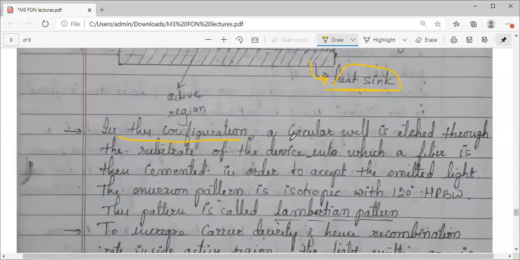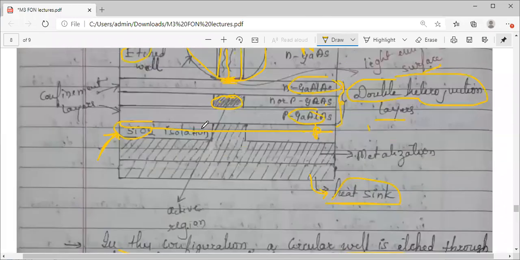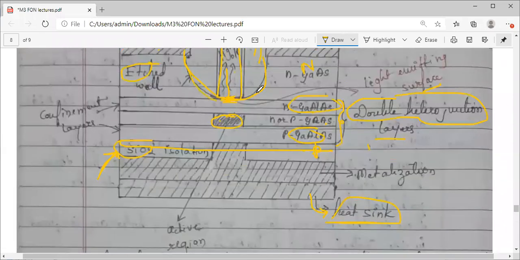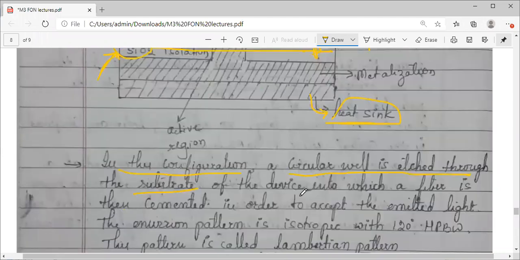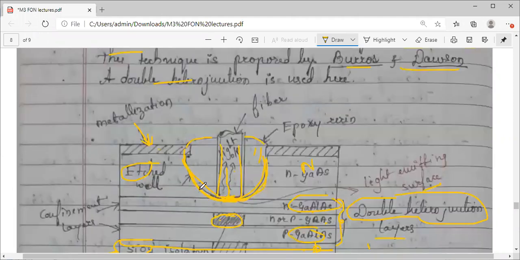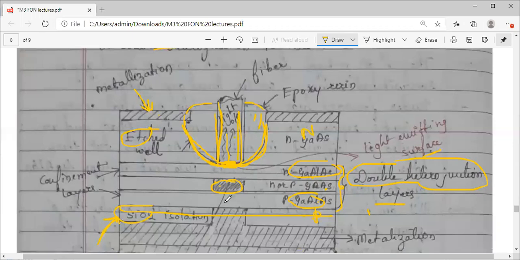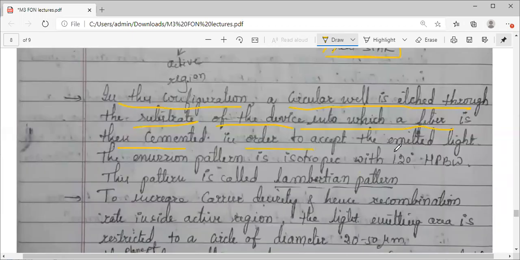In this configuration, a circular well is etched through the substrate. You can see there is a circular etching of the device into which the fiber is then cemented. Okay, from here you can extend it here. This surface is exposed, from where the light will come, and you can couple it with the optical fiber in order to accept the light. Okay.